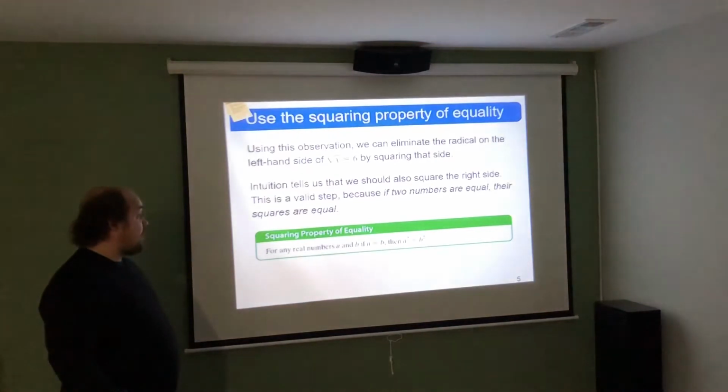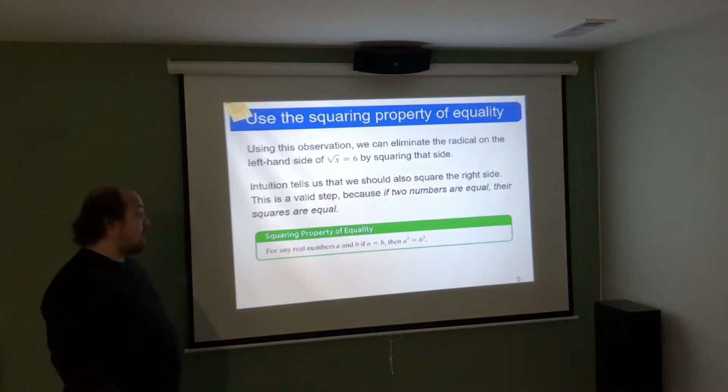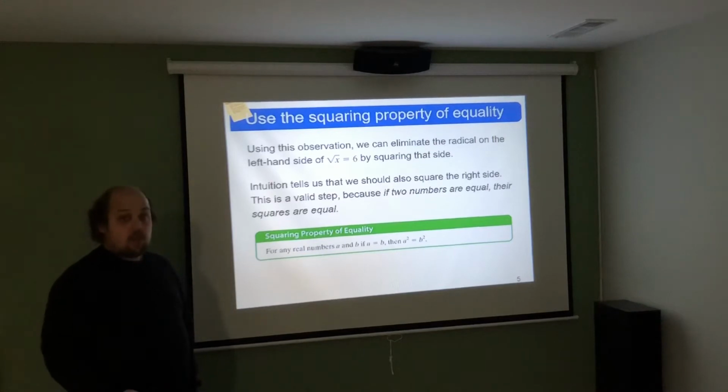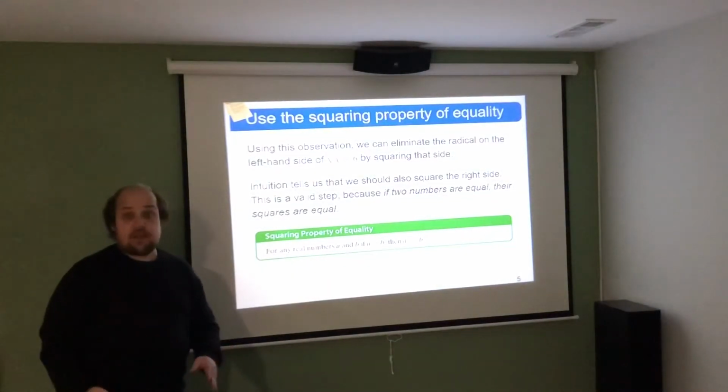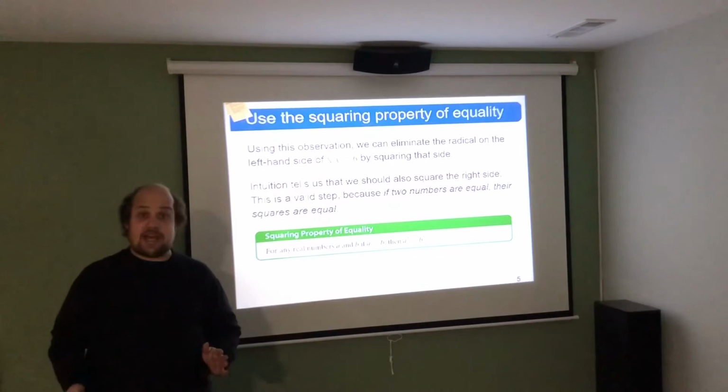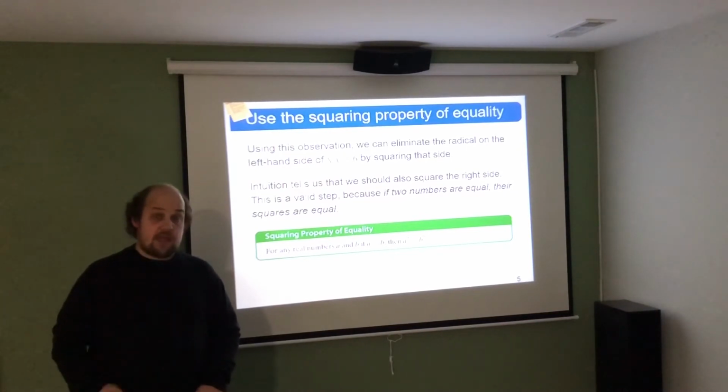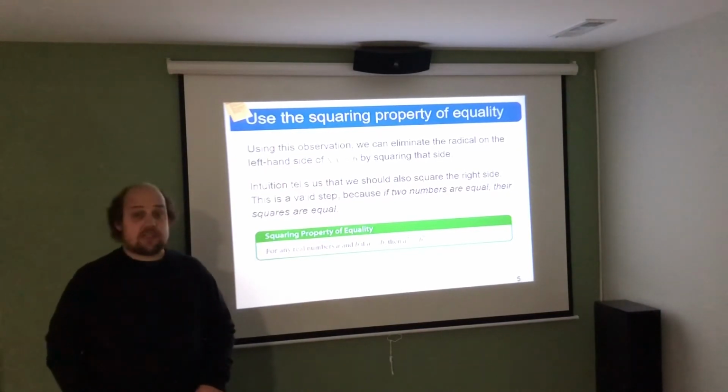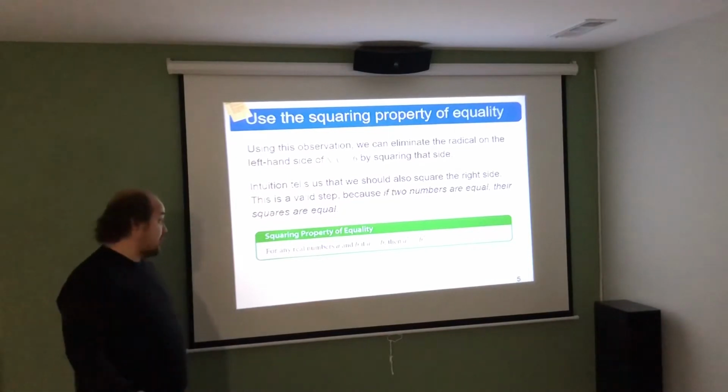So the squaring property of equality says that if a equals b, then a squared equals b squared. In other words, if we previously had equality in an equation, squaring both sides maintains that equality. It's a tool we can use in order to solve for a variable in an equation.